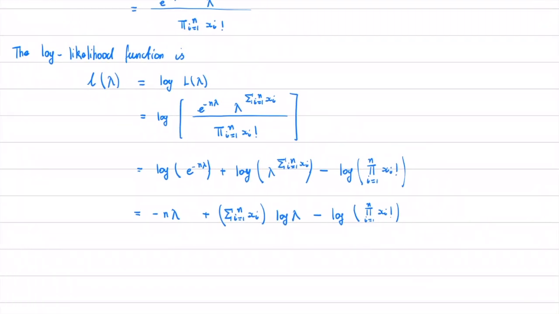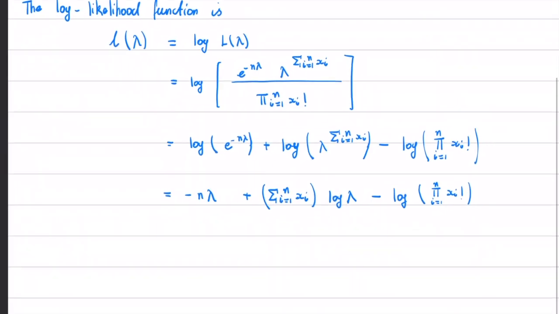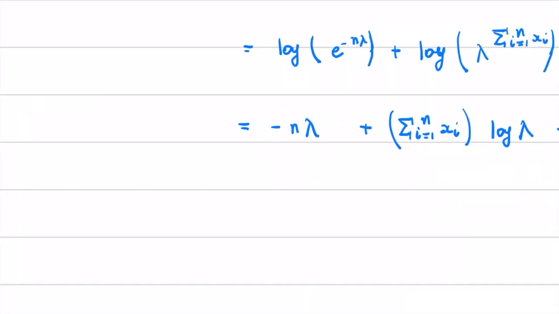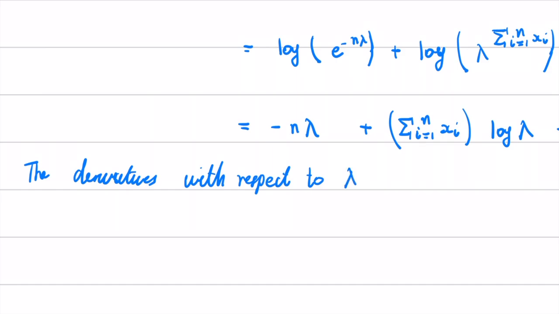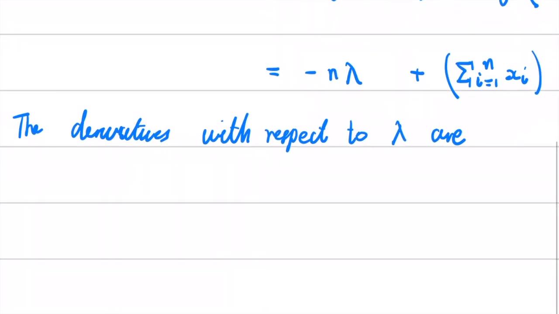So now what we have to do in order to find the maximum likelihood estimate is we're going to have to take derivatives with respect to lambda. We're going to take the first and second derivative. The first derivative we're going to take in order to solve for the maximum likelihood estimate. The second derivative we're going to use to prove that it is in fact a maximum. So we'll do that now.